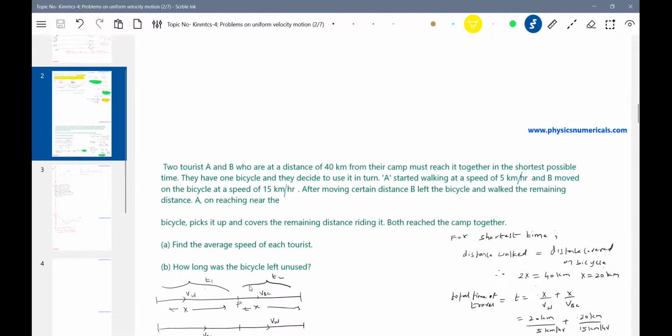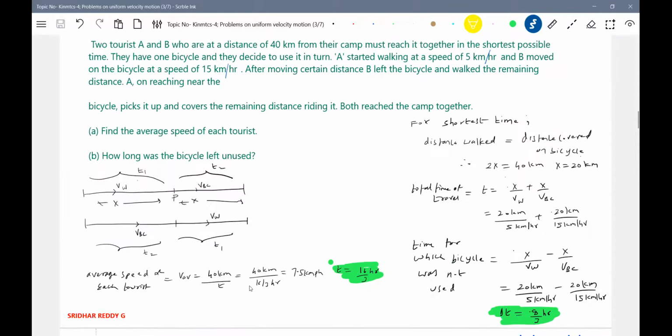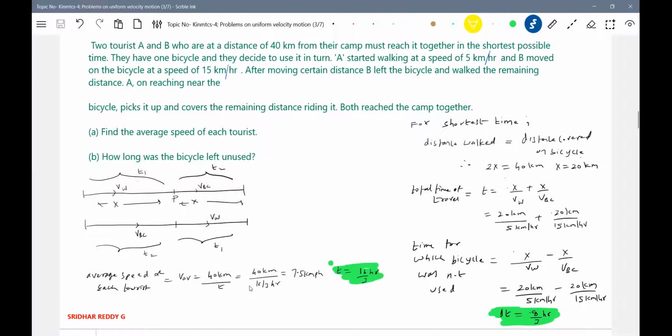Let me take the next question. Two tourists A and B who are at a distance of 40 kilometers from their camp must reach it together in the shortest possible time. They have one bicycle and they decide to use it in turn. A started walking at a speed of 5 kilometers per hour. B moved on the bicycle at a speed of 15 kilometers per hour.